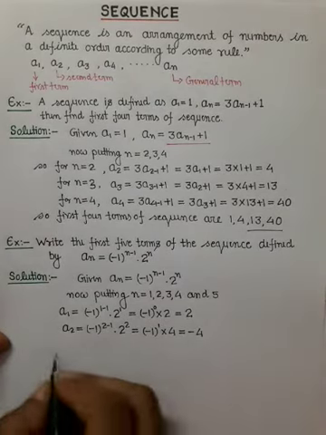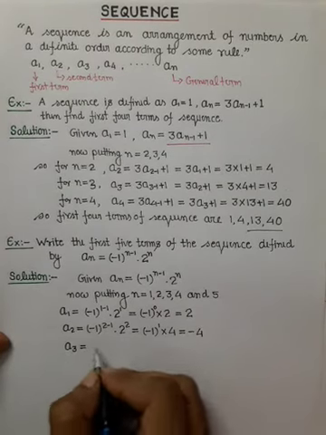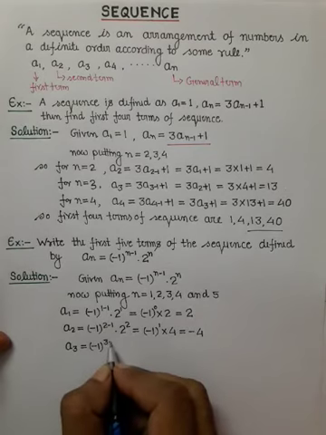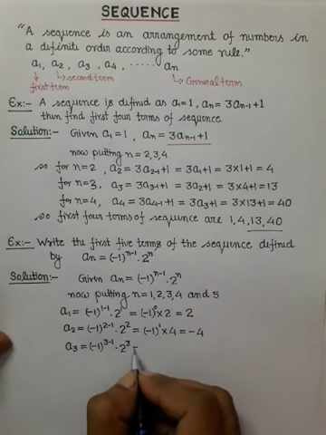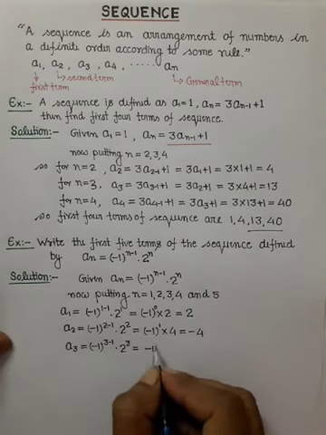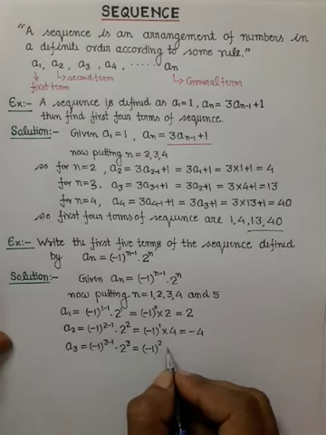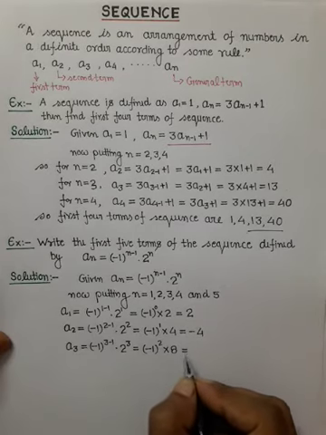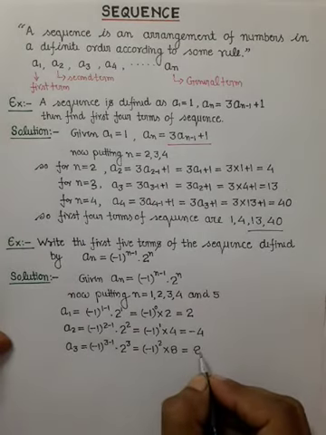Now for n is equal to 3 we can write here a3. So a3 can be given as minus 1 to the power 3 minus 1 into 2 to the power 3. So this can be written as minus 1 to the power 2, and minus 1 squared into 2 cubed, which will be 8. So minus 1 to the power 2, that is minus 1 squared, will be 1. So the final value will be 8.